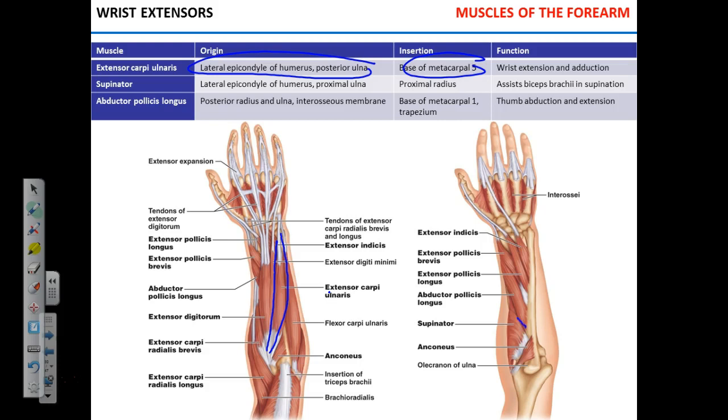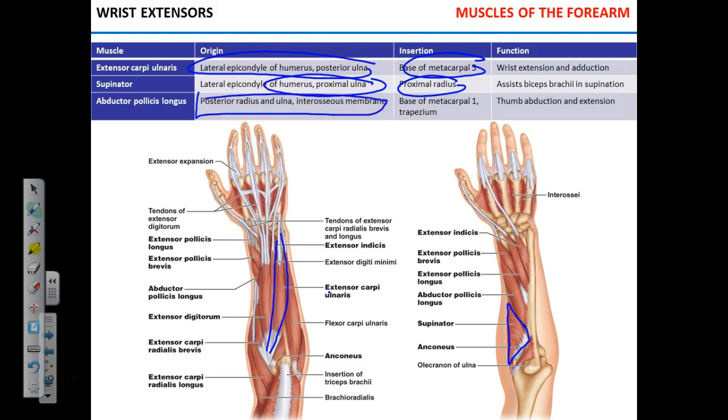Supinator. A deep muscle that connects the ulna and humerus to the radius. Pronator, obviously, pronates. Supinator, surprise, surprise, supinates. So you can imagine, I'm not going to ask you what the function of the muscle supinator is.